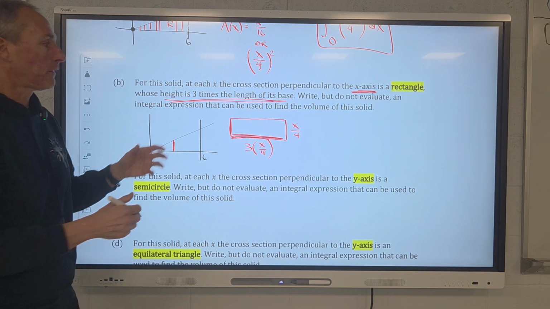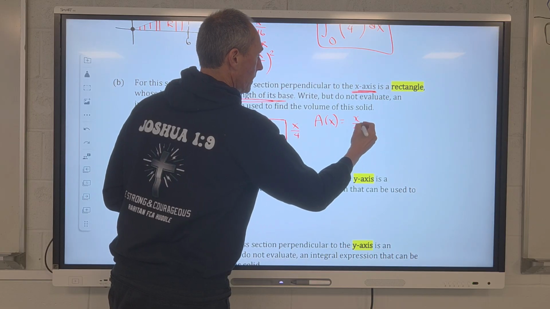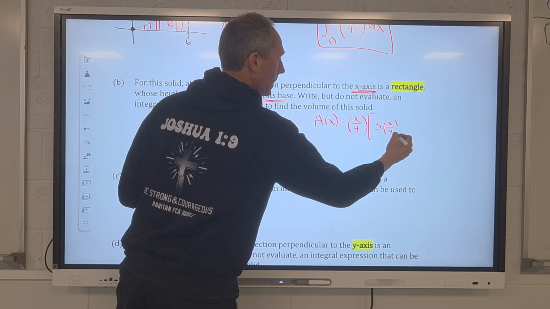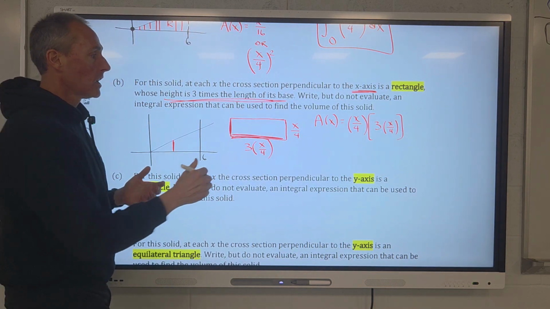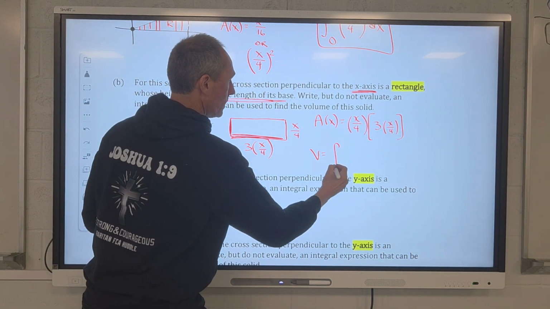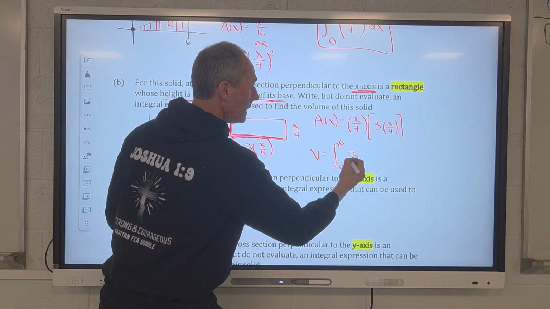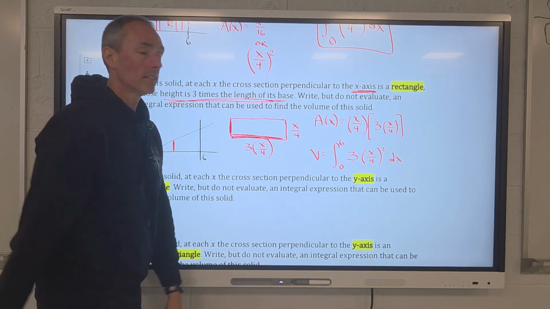So we're using an area function. The area of the rectangle is length times width. In this case, it would just be x over 4 times 3 times x over 4. And we don't have to get too fancy with how we write that either. So the volume in this case, still going from 0 to 6, is going to basically just be 3 times x over 4 squared. And that's it. That's the only difference.